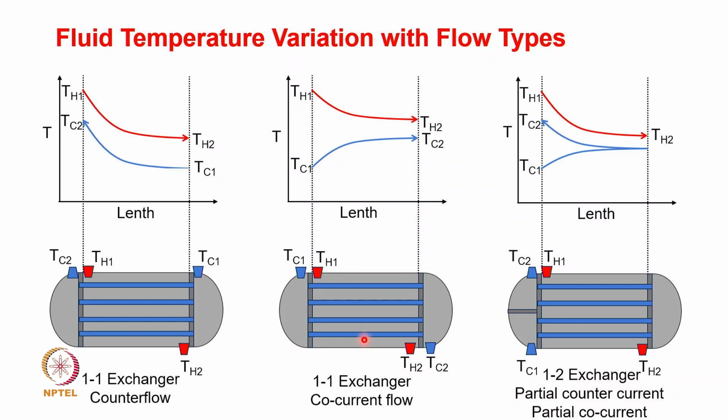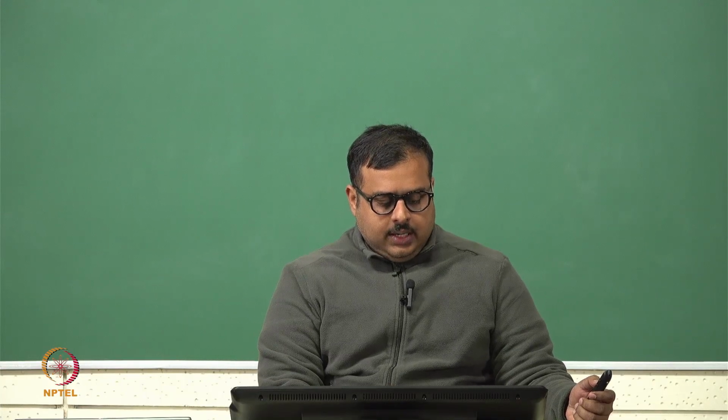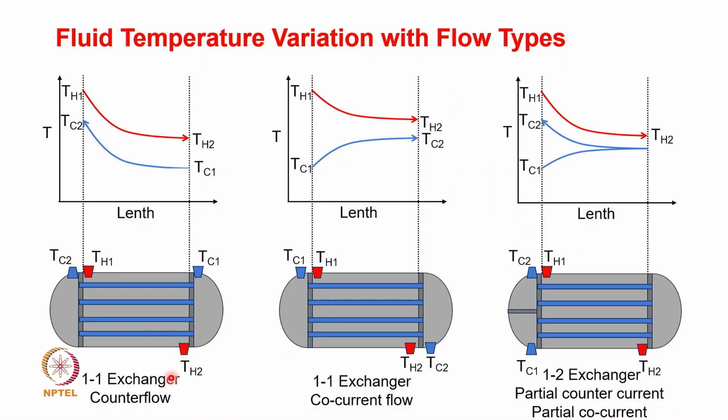So now we can see how the fluid temperature variation happens when we have different types of heat exchangers. Let's start with a heat exchanger which has counter flow. It is also written as 1-1, which essentially means that there is only one tube pass and one shell pass. So let's understand how the flow works here. The hot fluid comes in here and passes through and exits like this, and the cold fluid comes in this side and passes through like this and exits through this particular part of the heat exchanger.